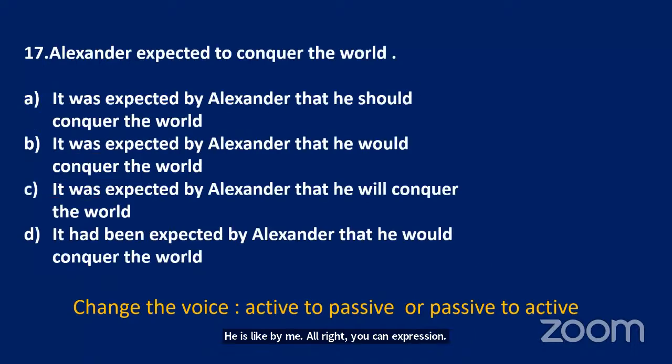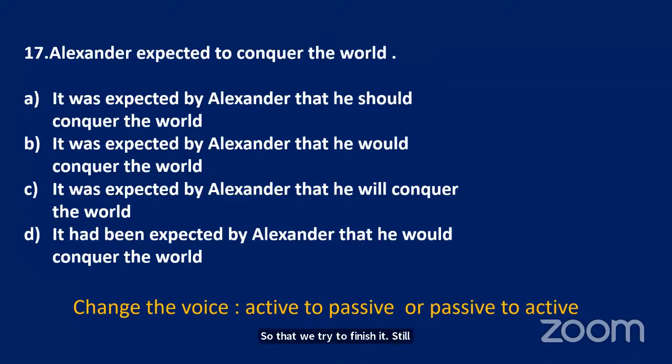See the next question. Alexander expected to conquer the world. So four options. It was expected by Alexander that he should conquer the world, or it was expected by Alexander that he would conquer the world, or it was expected by Alexander that he will conquer the world, or it had been expected by Alexander that he would conquer the world. Is it option A, B, C, or D? Quickly give me your answer in the chat box so that we'll try to finish it.